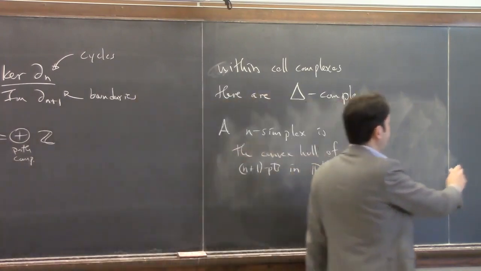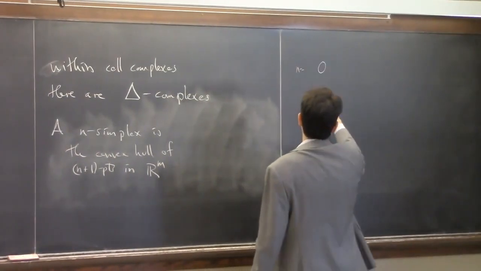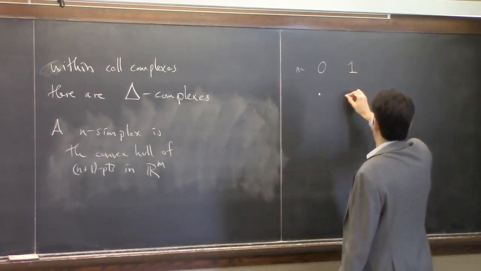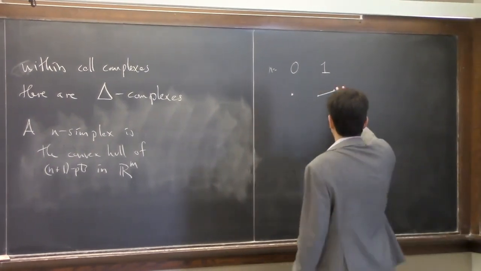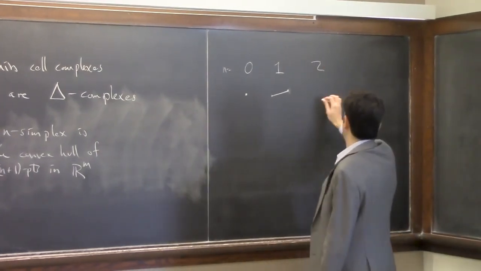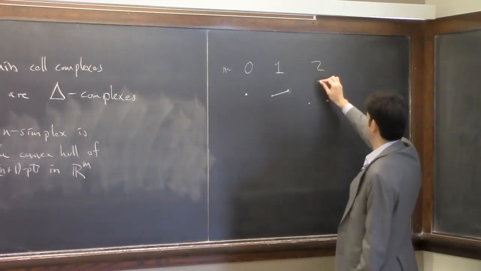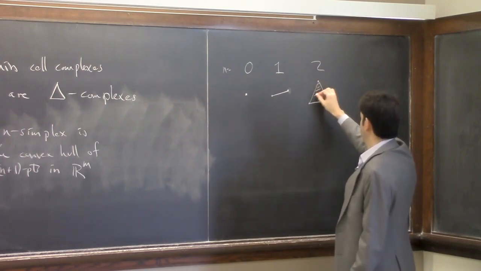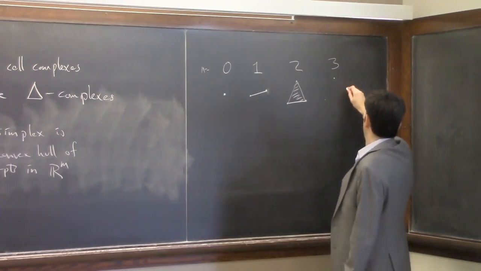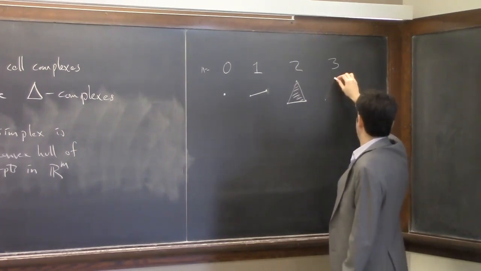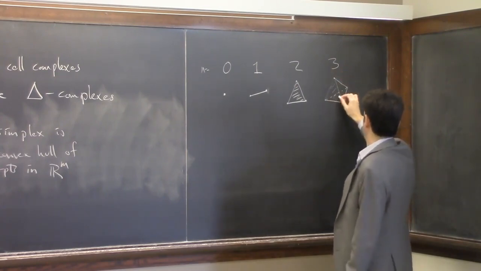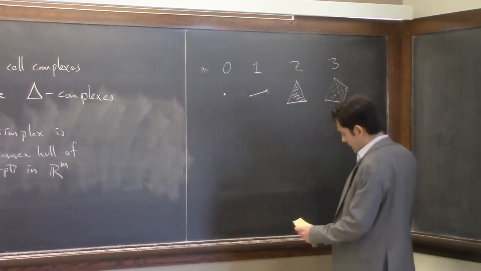So for example, if n is 0, then a zero simplex is just a point. If n is equal to 1, then you take 2 points that don't coincide, and you take the convex hull, so you get a segment. A 2 simplex, just take 3 points that are not on the same line and take the convex hull, so you get a triangle. For 3, take 4 points not on the same plane, and so the convex hull is a pyramid. And so on.